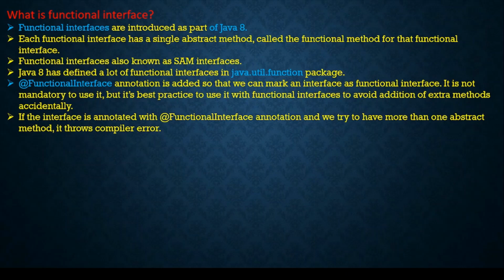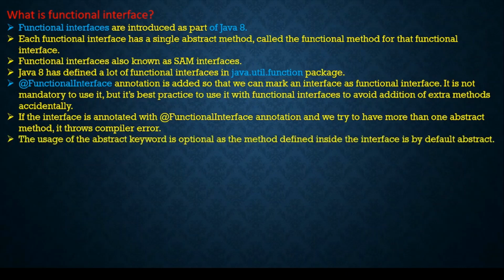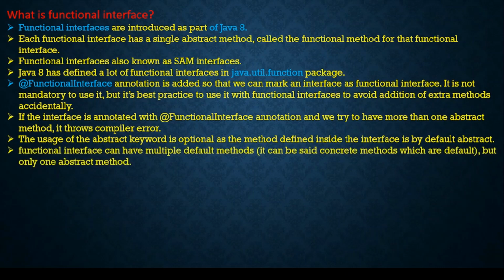If we try to write more than one abstract method, then the compiler will throw an error, because a functional interface can have only a single abstract method. The usage of the abstract keyword is optional, because by default the methods inside an interface are public abstract. A functional interface can have multiple default methods. I have already told default methods, private methods, and static methods. A functional interface can have all these methods.